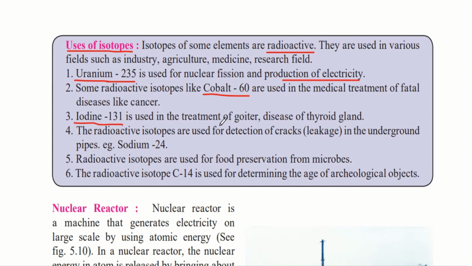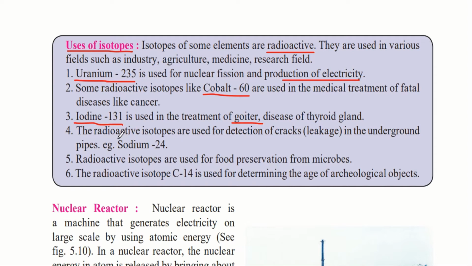Iodine-131 is used in the treatment of goiter, that is, diseases of the thyroid gland, because the thyroid gland uses iodine very well. Therefore, for some diseases where the thyroid gland is functioning too much, they give this iodine so that it can demolish or decrease the activity of the thyroid gland.